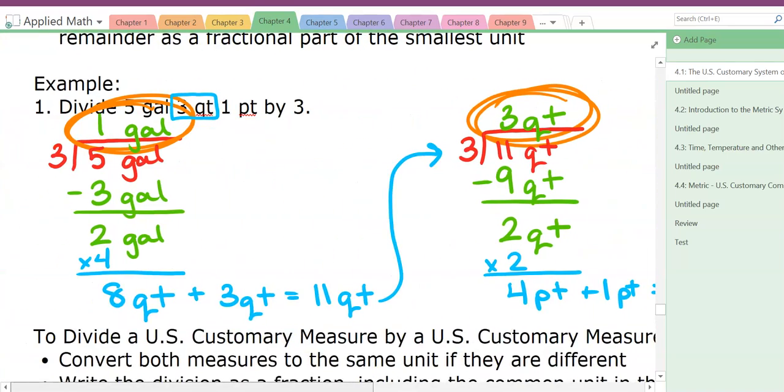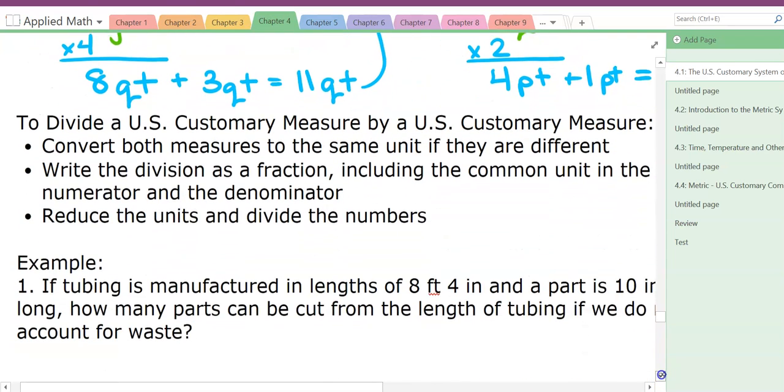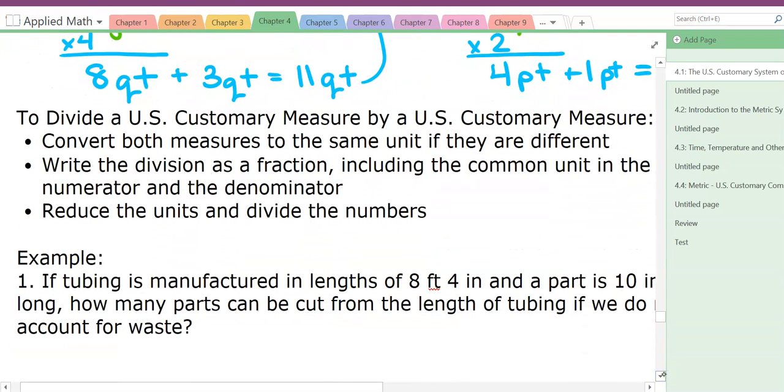Okay, so let's see what's next here. Dividing a customary measure by a customary measure. So we've kind of talked about this. If they're different measurements, so if you're trying to take feet and divide by inches, you want to get them to both be in the same measurement first.